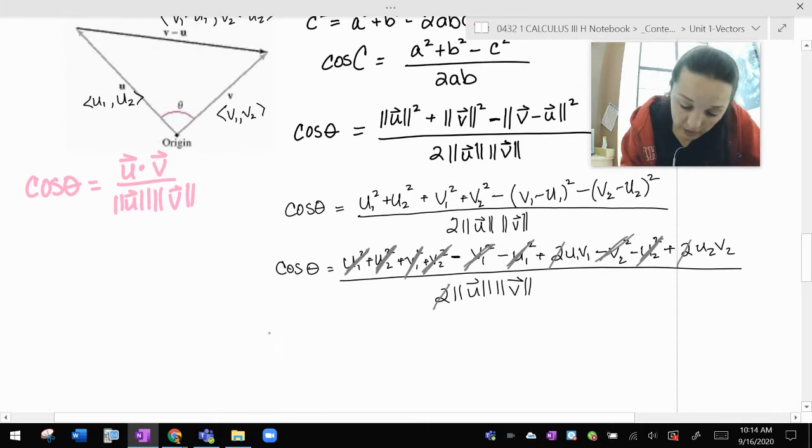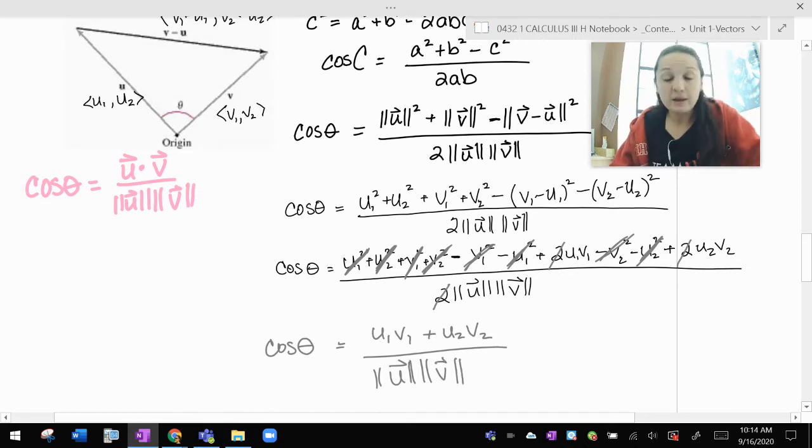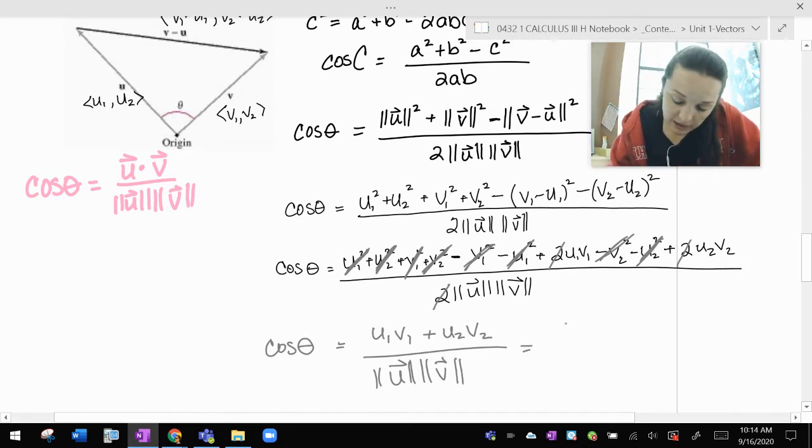So this 2 would divide with those two 2's. And so now what I've got left is cos theta equals u1 v1 plus u2 v2 divided by the magnitude of u times the magnitude of v. u1 v1 plus u2 v2, that's the dot product. So now I have the proof for that cosine formula.